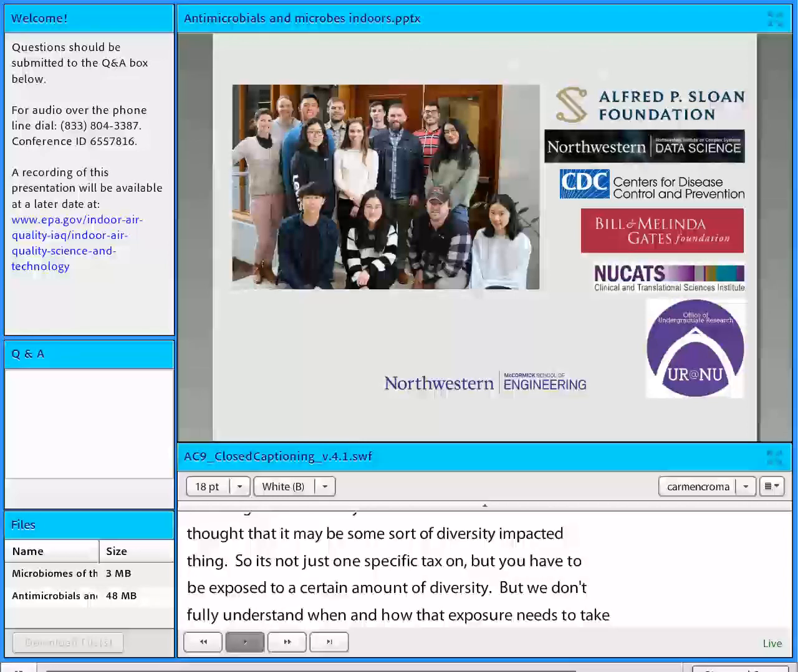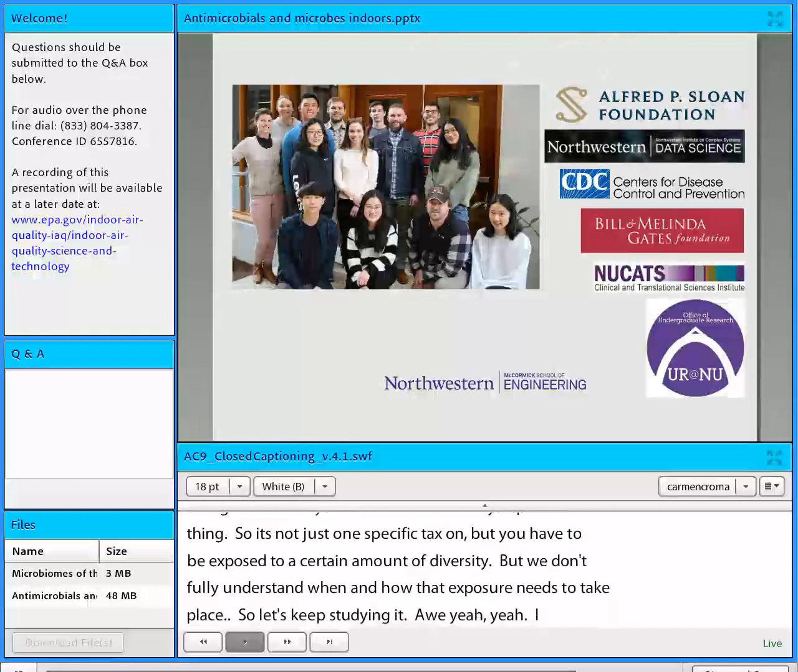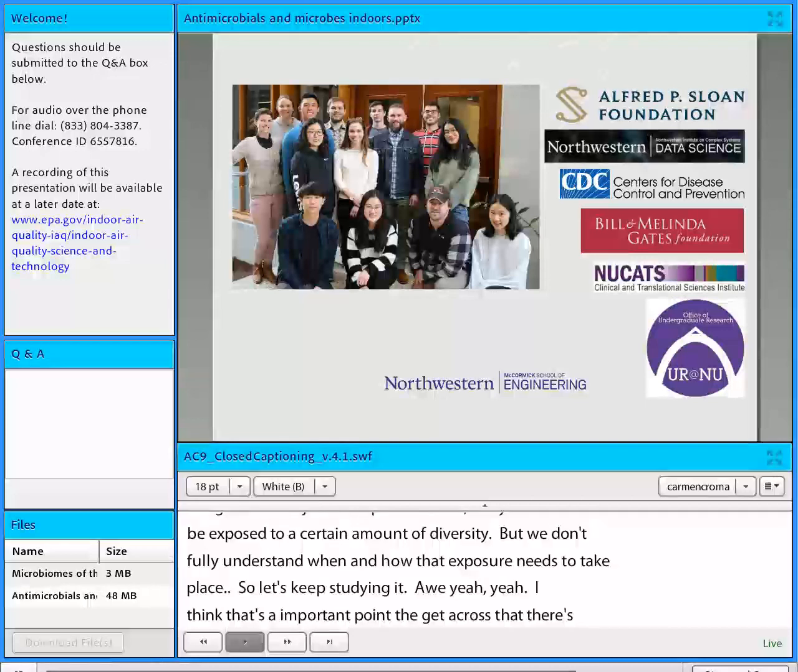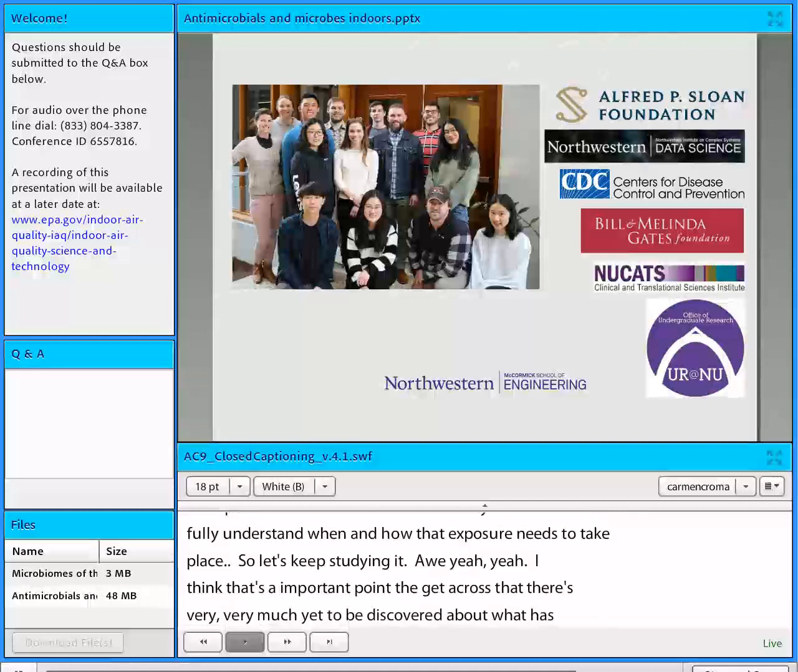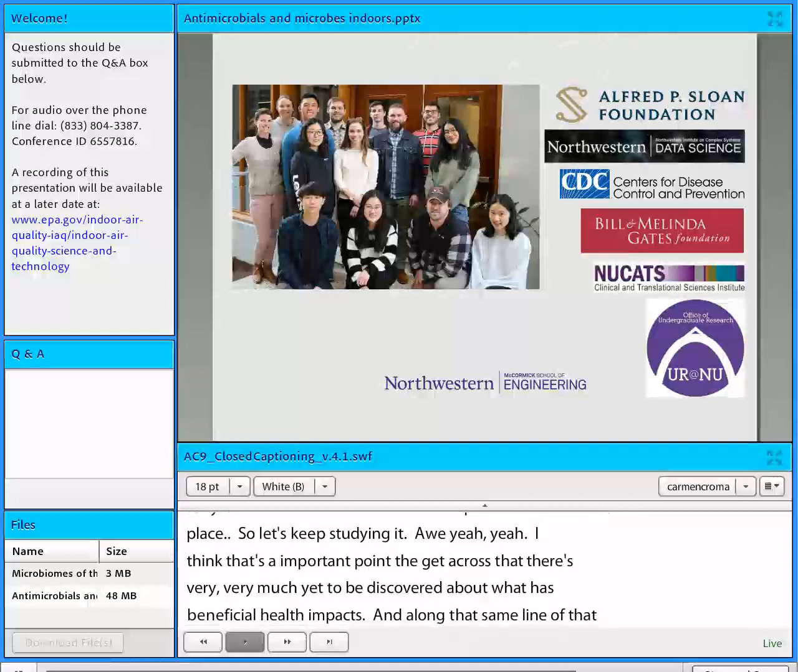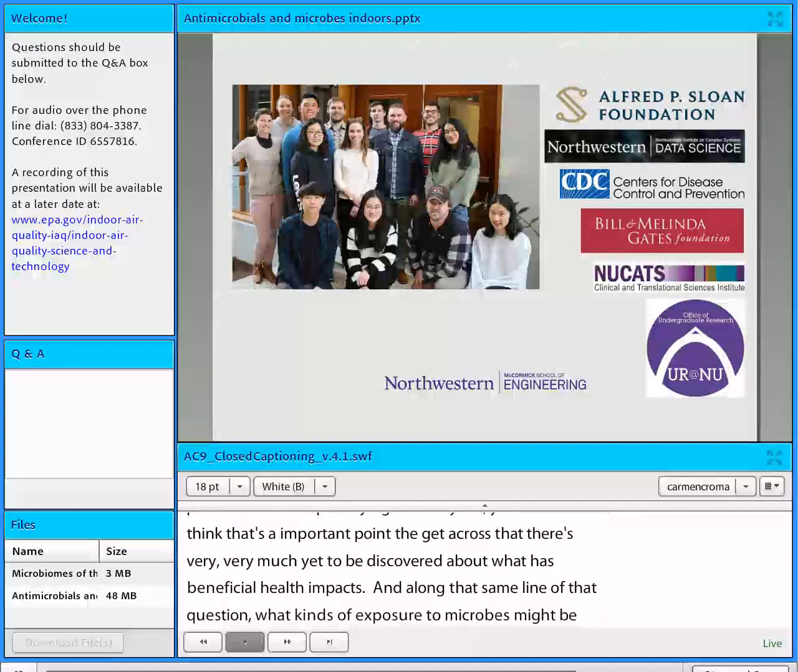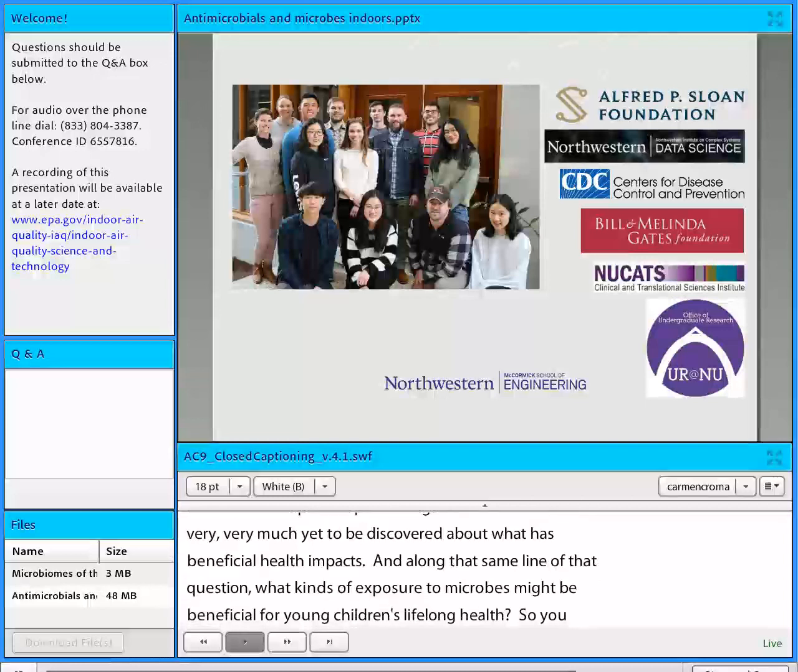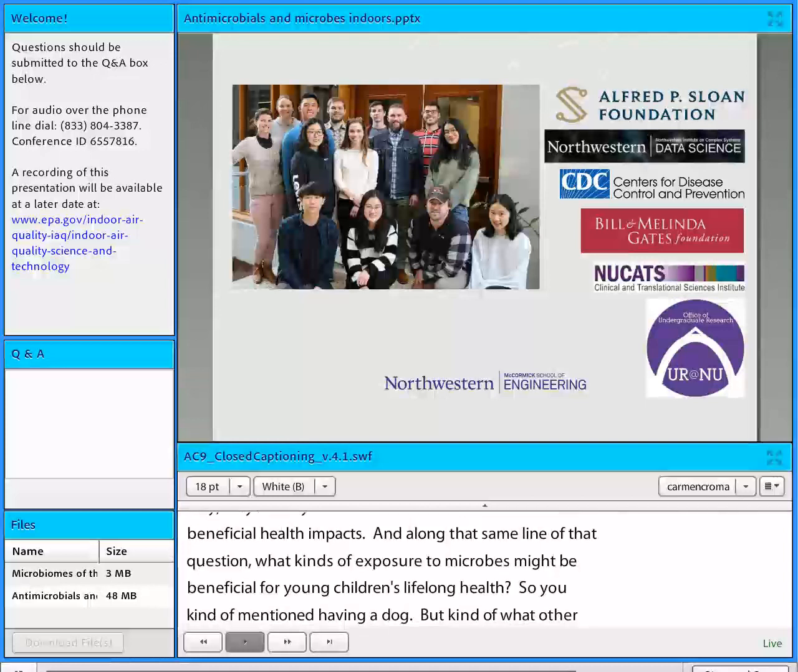Great. Yeah, I think that's an important point to get across, that there's very much yet to be discovered about what has beneficial health impacts. And along those same lines, what kinds of exposures to microbes might be beneficial for young children's lifelong health? So you kind of mentioned having a dog, but what other activities or exposures has the research shown that might have beneficial impact?